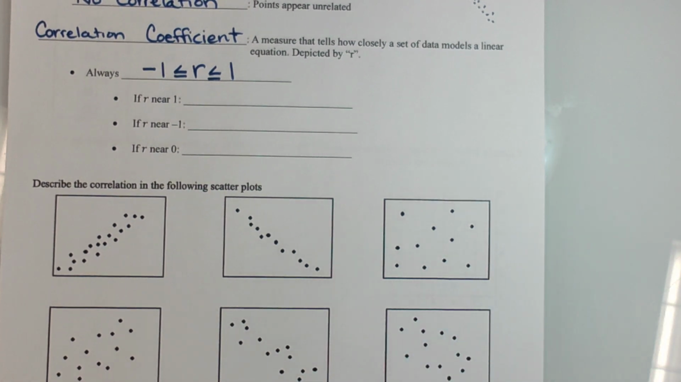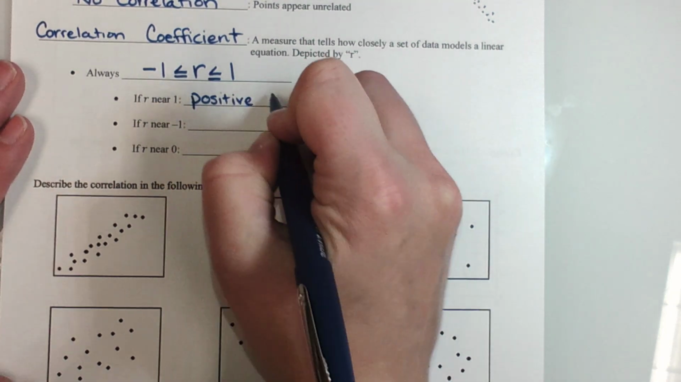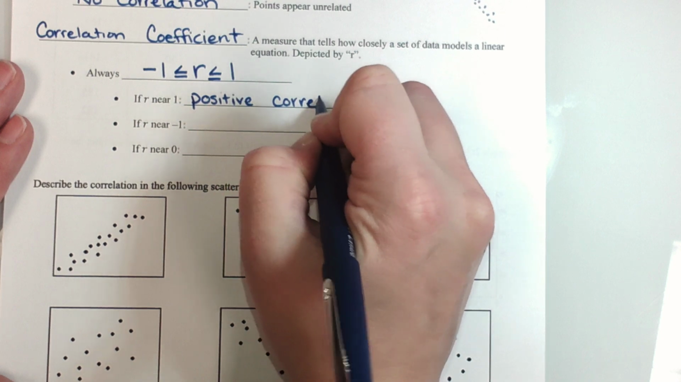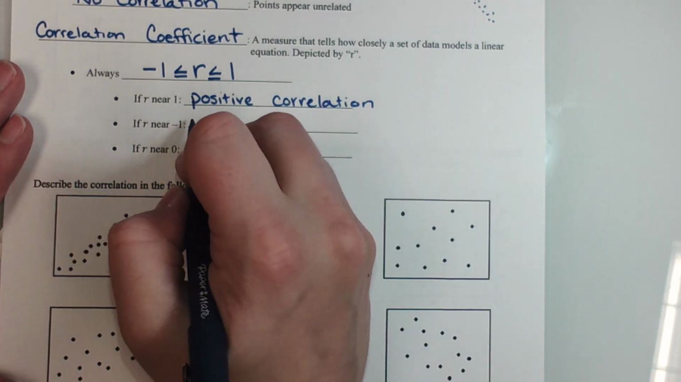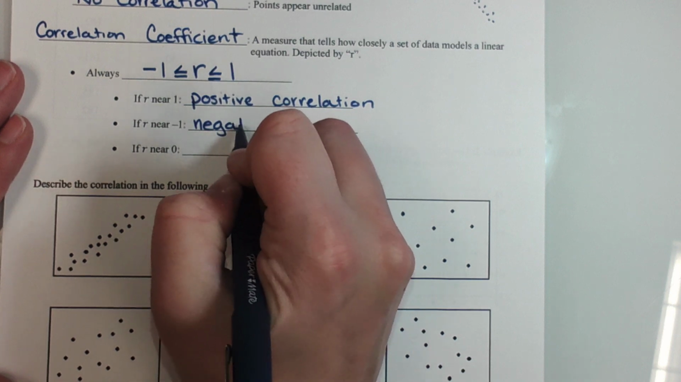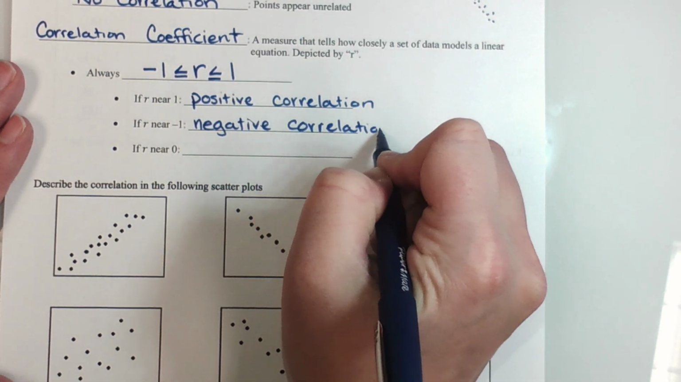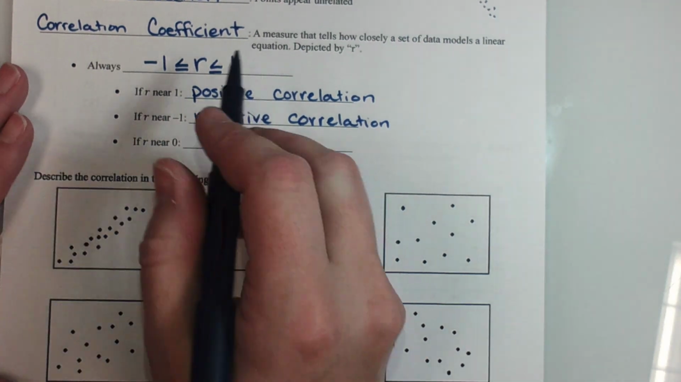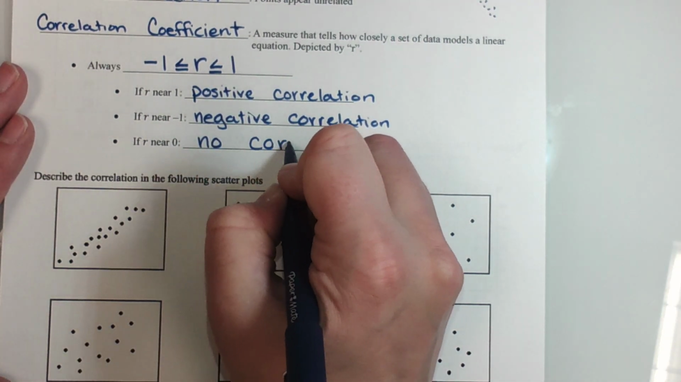If that correlation coefficient, that R value, because that's what it's depicted by, is close to 1, it is a positive correlation. If it is close to -1, it's a negative correlation. And if it's near 0, that's telling us that there's no correlation.